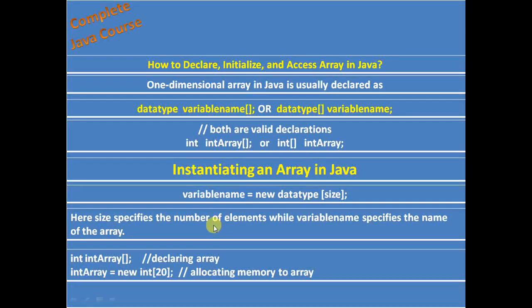So now here you can look at int array with square brackets, this is declaring the array, and int array equal to new int with the size of 20, allocating memory to the array. As you define the array size, it gets the memory in the heap area to hold the 20 elements.